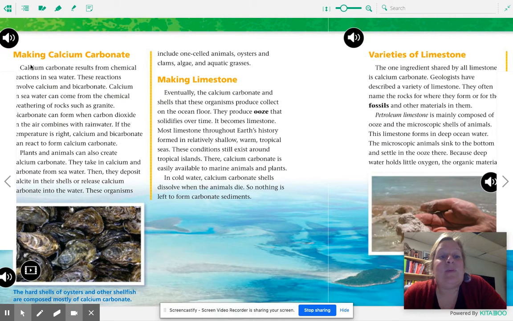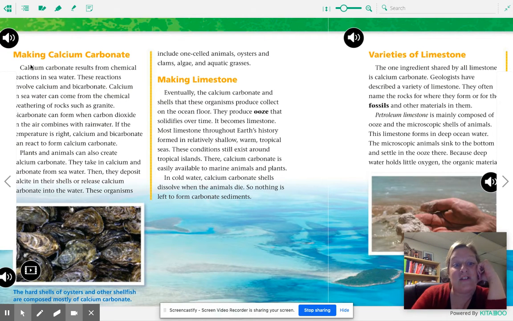So calcium in seawater can come from the chemical weathering of rocks, such as granite, and bicarbonate can form when carbon dioxide combines with the rainwater. If the temperature is right, so there's temperature involved here, calcium and bicarbonates can react. There's our chemical reaction to form calcium carbonate. So calcium and bicarbonate are the reactants, and the product is calcium carbonate.